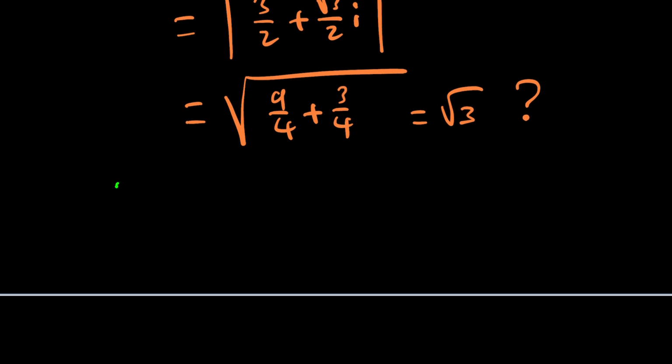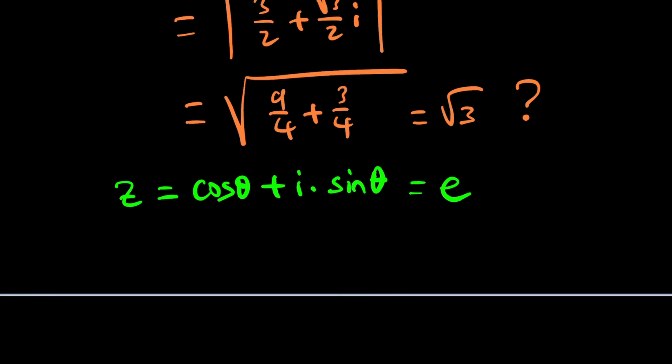And here's where trigonometry comes in handy. You can write z as cosine theta plus i times sine theta. And according to Euler, thanks to him, because he gave us the most beautiful equation in math, nothing can beat that. This can also be written as e to the power i theta, which we know that absolute value of that number is going to be 1. But why is that happening?